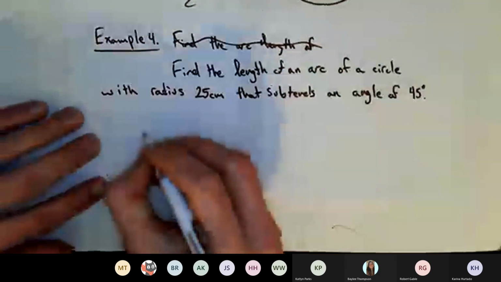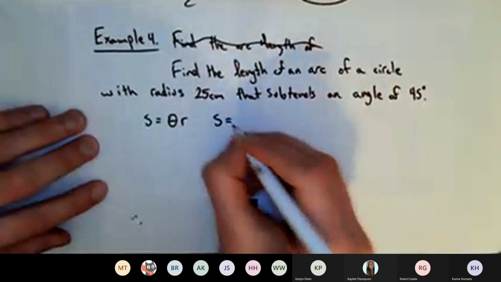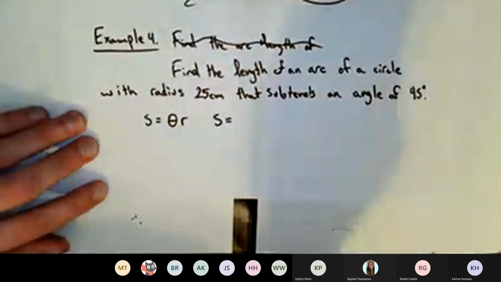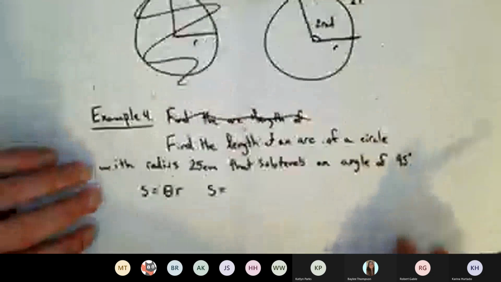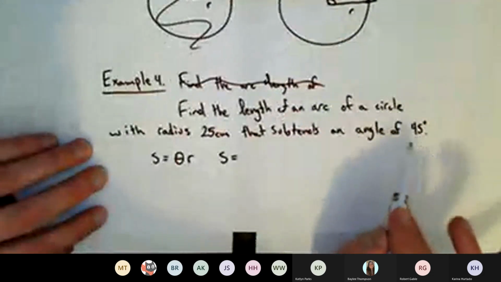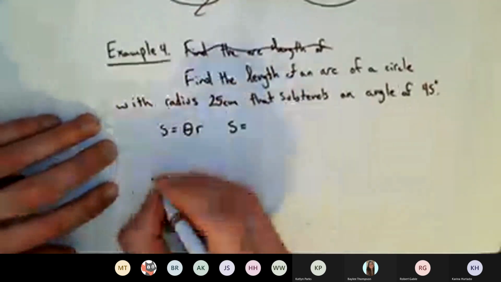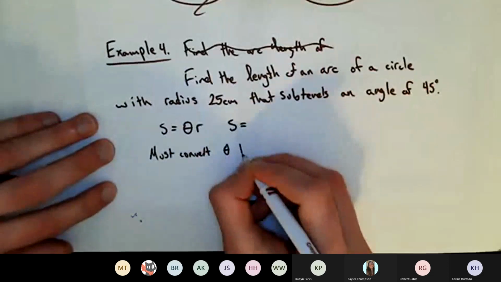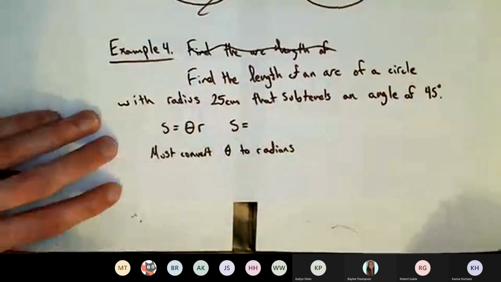Okay. S is equal to theta times the radius. So we're doing S is equal to, do we plug in 45 degrees? No, we must change degrees to radians. I just went through that whole spiel about how radians are so nice with arc length and all that. So we must convert our angle to radians before we can use it in this formula. Always, when you're dealing with formulas like this, you must convert theta to radians.